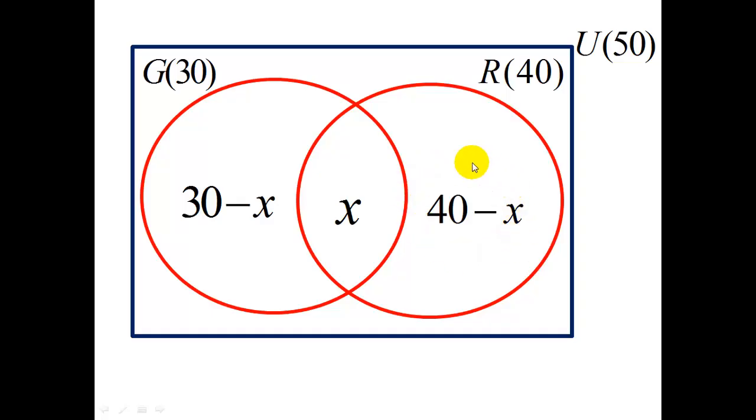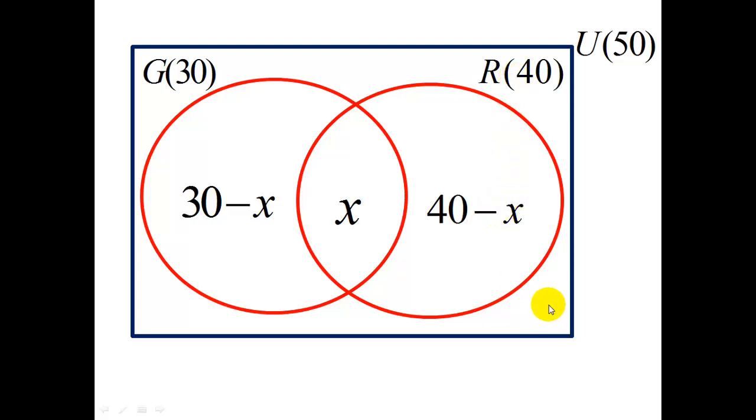Now, if you want to know the number of traders who sell only rice, then you have to subtract X from 40, and that is how come we have 40 minus X. So the number of traders who sell only rice is 40 minus X. The number of traders who sell both Gary and rice is X. So 30 minus X is only Gary, X is both Gary and rice, and 40 minus X is only rice.